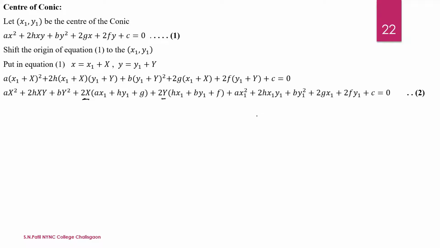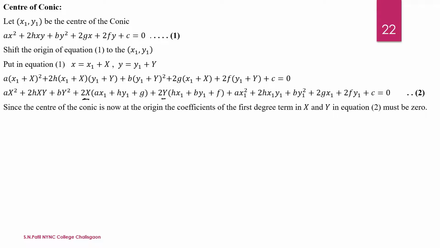Now here the conic is at the origin. The coefficient of first degree terms, meaning the coefficients of x and y, must be 0. That is, ax1 + hy1 + g = 0, and similarly the second. Now from equations 3 and 4, we solve using a known method. You can solve simultaneously, or otherwise use Cramer's rule. Now I am applying Cramer's rule.